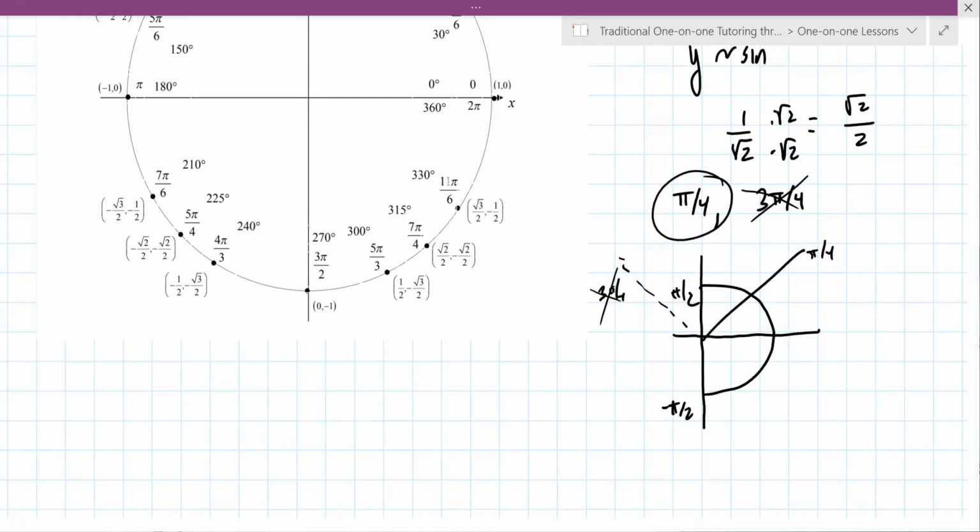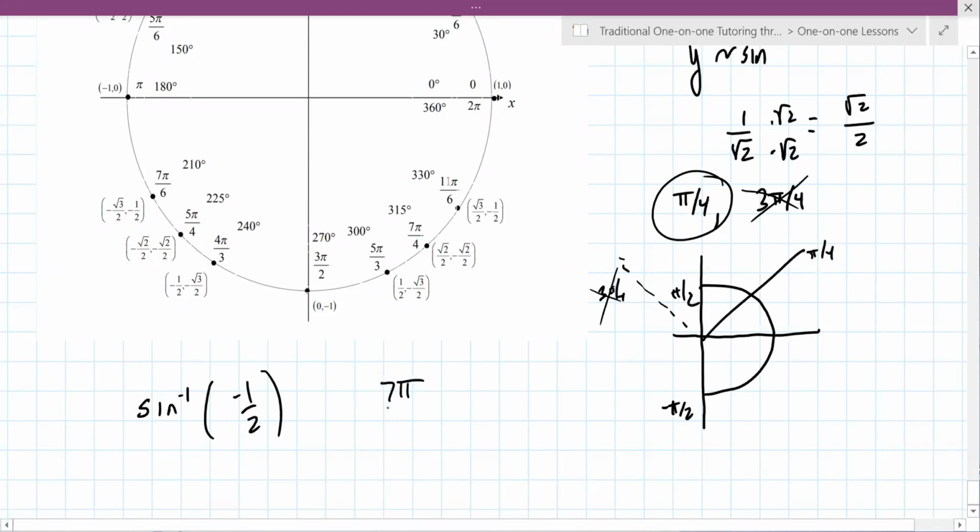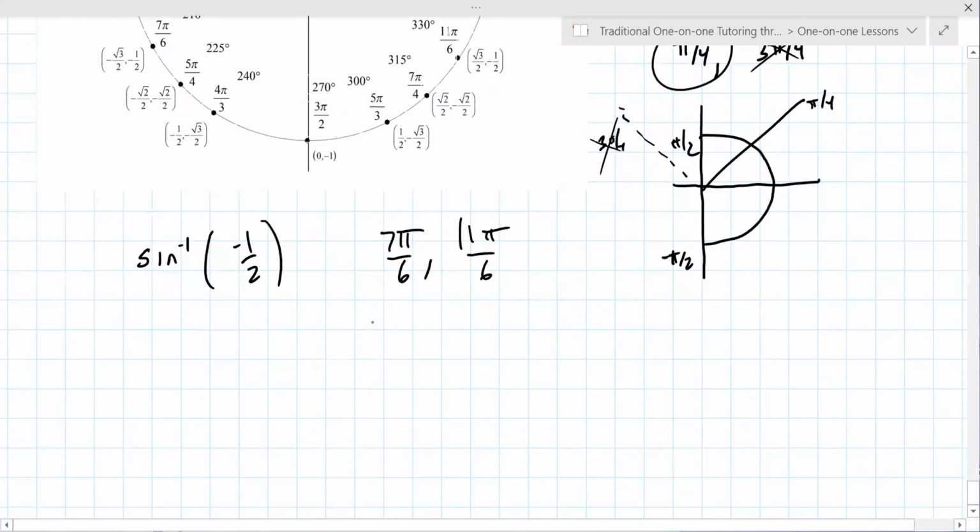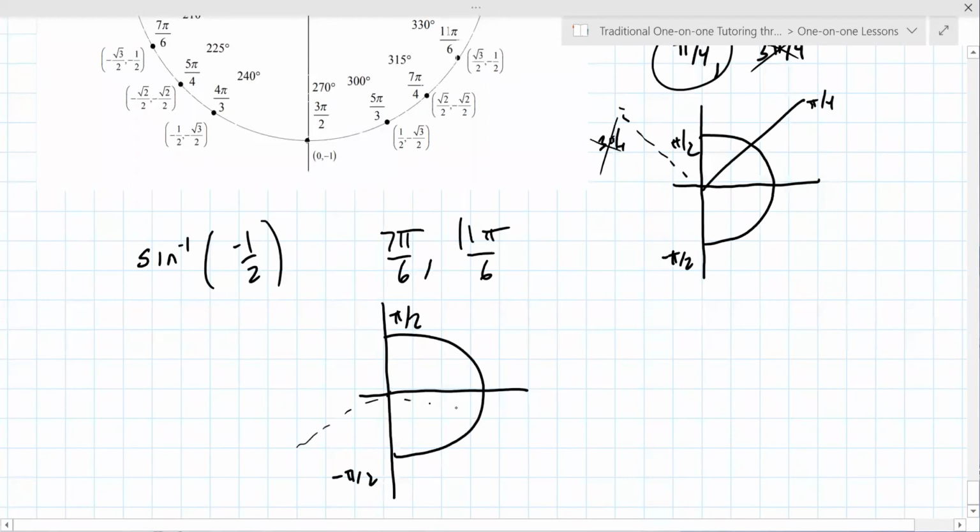So if the y value was negative, you would go to quadrants 3 and 4. Yeah, exactly what I said. Let's say I wanted the sine inverse of -1/2. So where is the y value -1/2? It's right there. 7 pi over 6 and 11 pi over 6. Uh-huh. Okay, but you have the same problem here, and it's actually worse this time because it's only defined from minus pi over 2 to pi over 2. And 7 pi over 6 is over here, and 11 pi over 6 is over here, but 11 pi over 6 is not between minus pi over 2 and pi over 2.